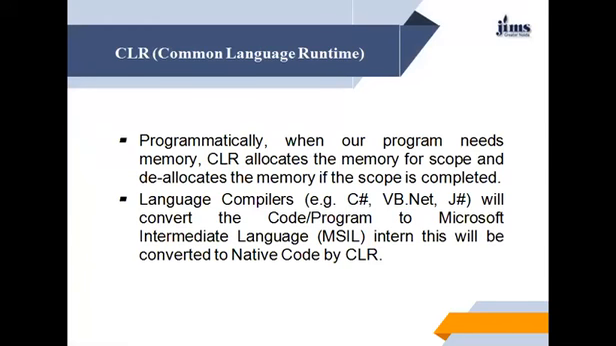Language compilers, for example, C#, VB.NET, J#, or C++, and many more. The language compiler will convert the code or program to Microsoft Intermediate Language. Actually, we have seen in the architecture, in the first layer, all the programs are there, and we can write the programs in many languages like C++, C#, VB.NET, J#. These language compilers will convert this source code into the intermediate language, or Microsoft Intermediate Language code. In turn, this will be converted to native code by the CLR. So first of all, the language compiler converts the code into MSIL, and the CLR converts this MSIL into native code.